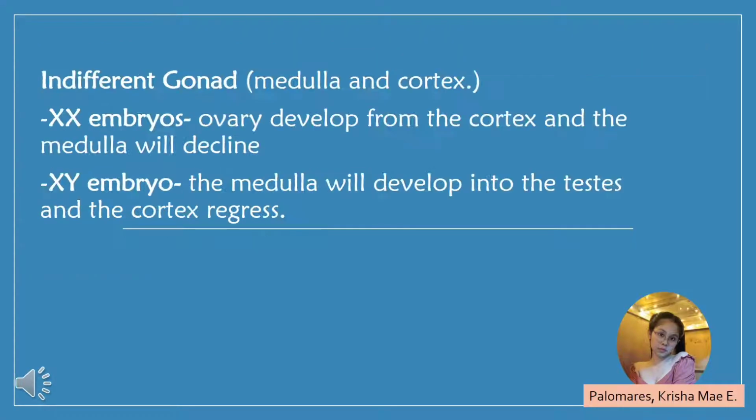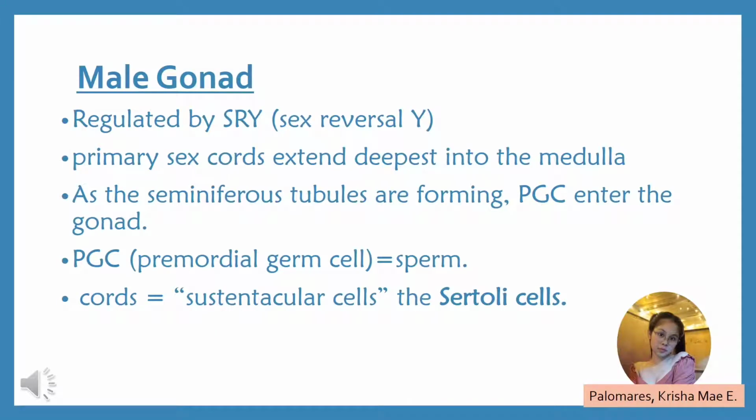The indifferent gonad now consists of a medulla and cortex. In XX embryos, or the female embryos, the ovary will originate from the cortex and the medulla will decline, while in the male embryo, or the XY embryo, the medulla will develop into the testes and the cortex regresses. To elaborate more, the male gonad is regulated by SRY.